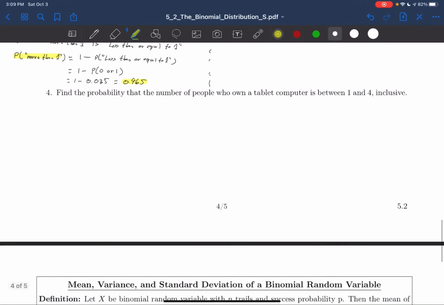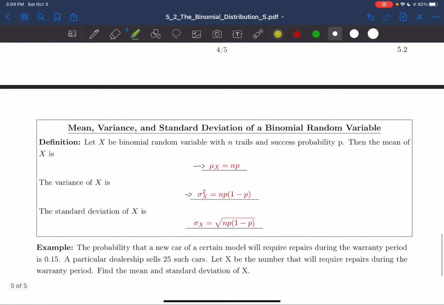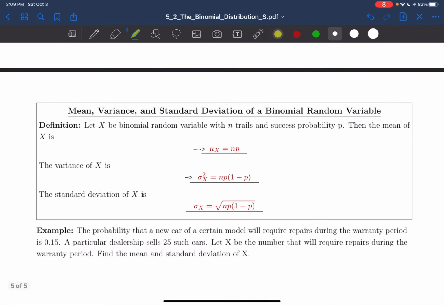Okay, next we want to compute the mean, variance, and standard deviation of our binomial random variables. And if you remember, in section 5.1, we were able to find the mean, variance, and standard deviation of random variables, but here we're taking the mean, variance, and standard deviation of binomial random variables. So they're two different things, so we compute them in different ways.